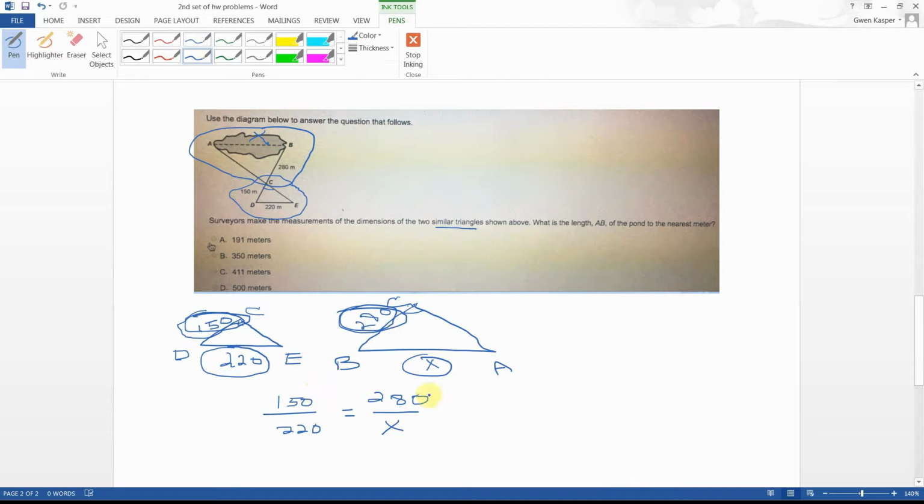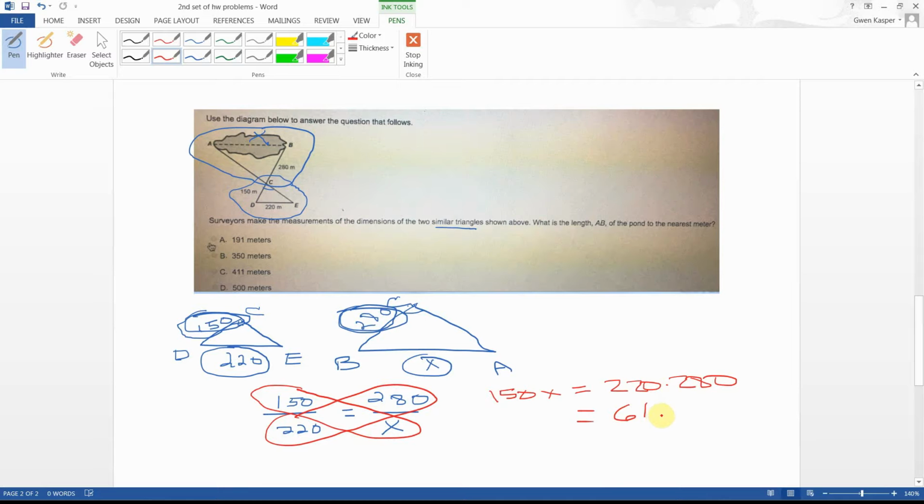Now, with a proportion, cross products are equal. So we know that 150 times x equals 220 times 280. So multiply 220 times 280 and you get 61,600.